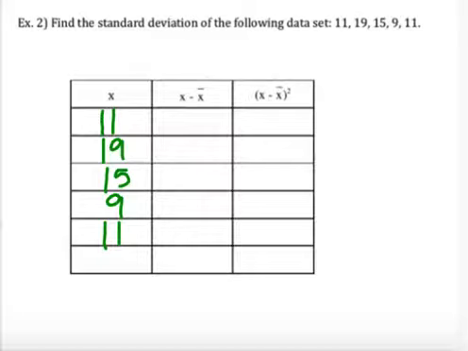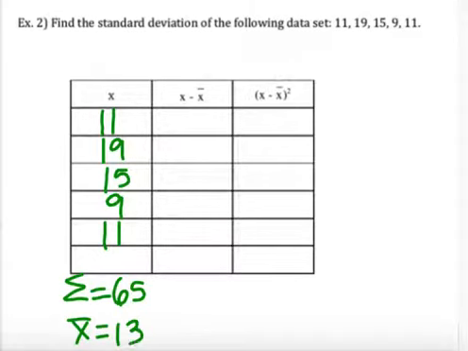Okay, step 1, add these numbers up and divide by, again, 5. So we're going to add these up. We should get a total of 65. Divide by 5. So our x bar is 13. So that's step 1. Step 2 is to find the difference. So again, this table kind of shows you what's going on here. What's your next step?